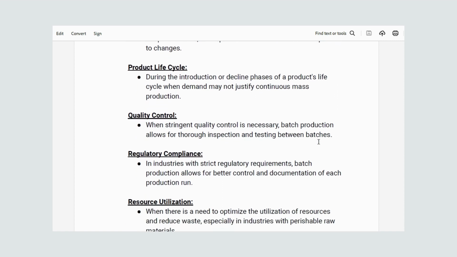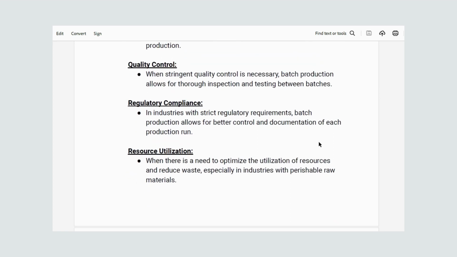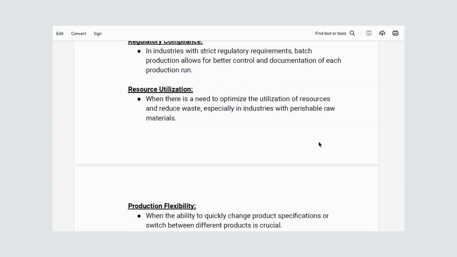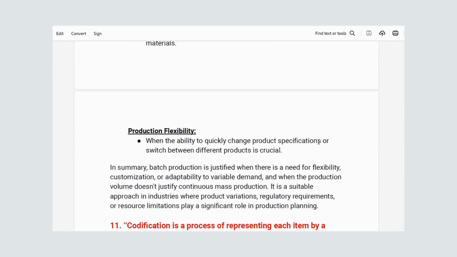In industries with strict regulatory requirements, batch production allows for better control and documentation of each production run. Resource utilization: when there is a need to optimize the utilization of resources and to reduce waste, especially in industries with perishable raw materials, we can use the batch production system.